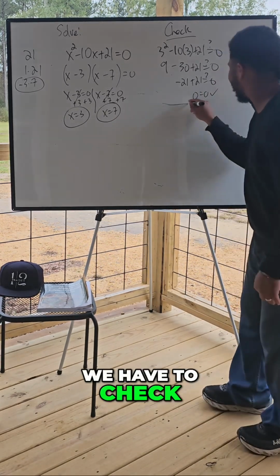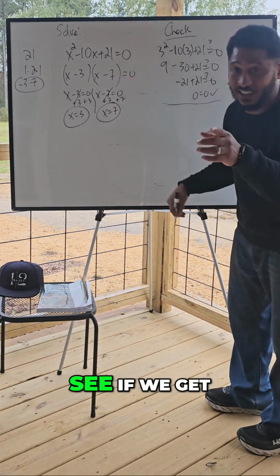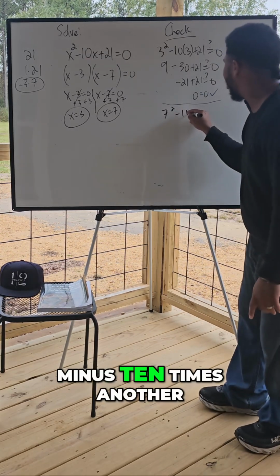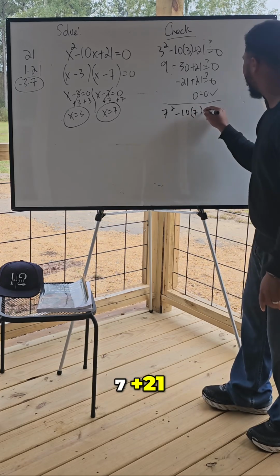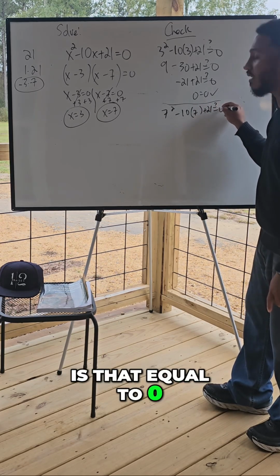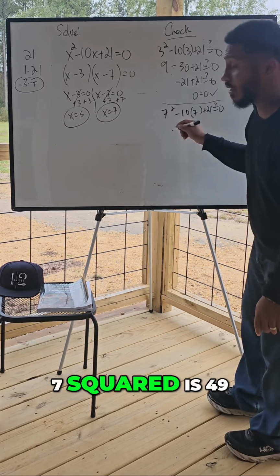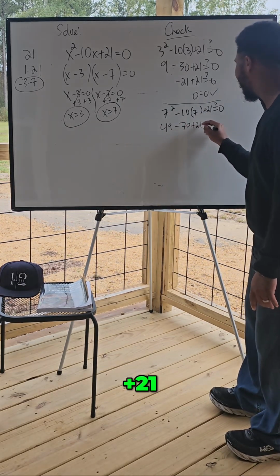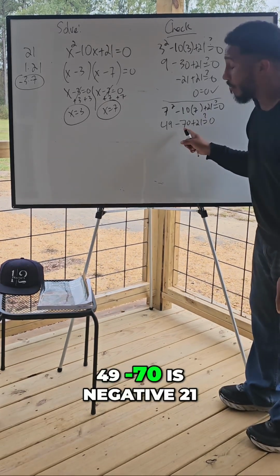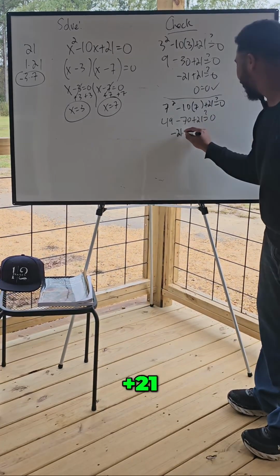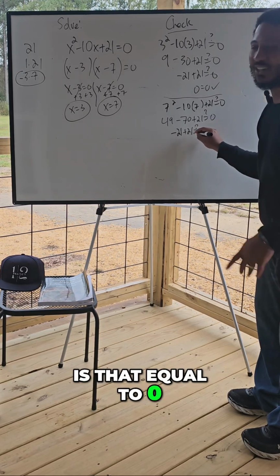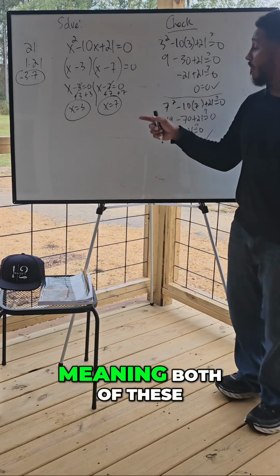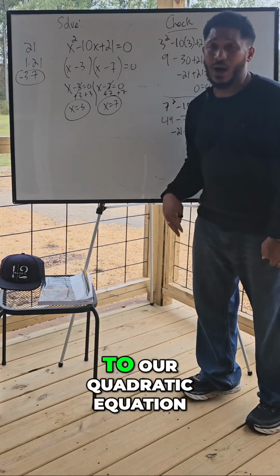Okay, let's try 7. We have to check 7 as well. Plug it in for all the x's and see if we get a true statement. So here, that would be 7 squared minus 10 times another 7 plus 21. Is that equal to 0? Let's see. Well, 7 squared is 49 minus 10 times 7 is 70 plus 21. Is that equal to 0? Well, 49 minus 70 is negative 21 plus 21. Is that equal to 0? It surely is. 0 equals 0. So both of these check out, meaning both of these would be the solutions to our quadratic equation.